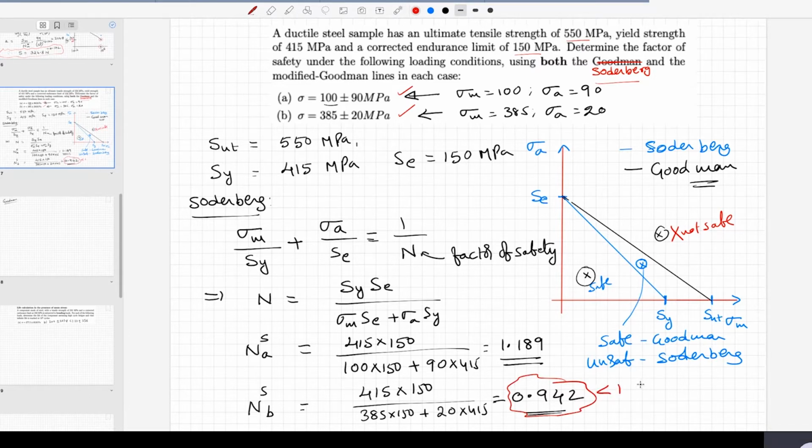That means it is not safe. That means the material, according to the Soderberg criterion, the second stress state corresponds to failure. It would have failed because it is going out of the Soderberg line, because it's less than 1.